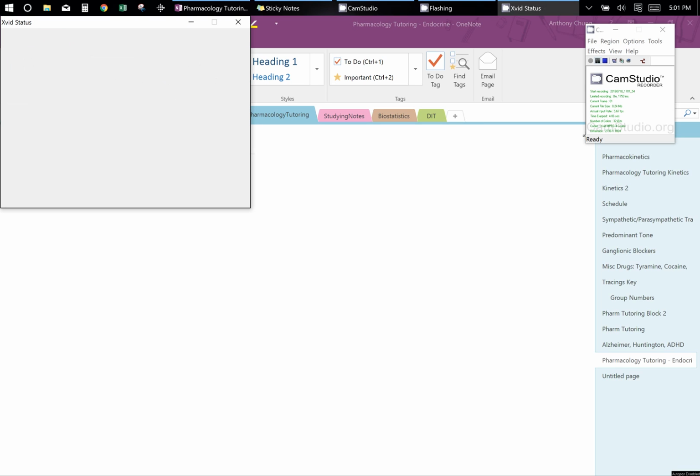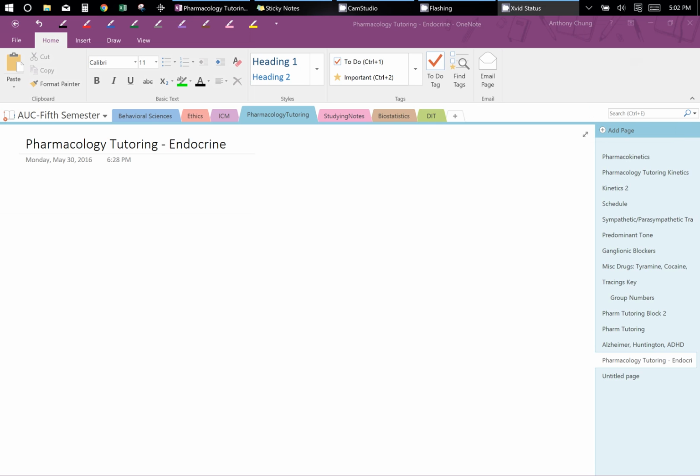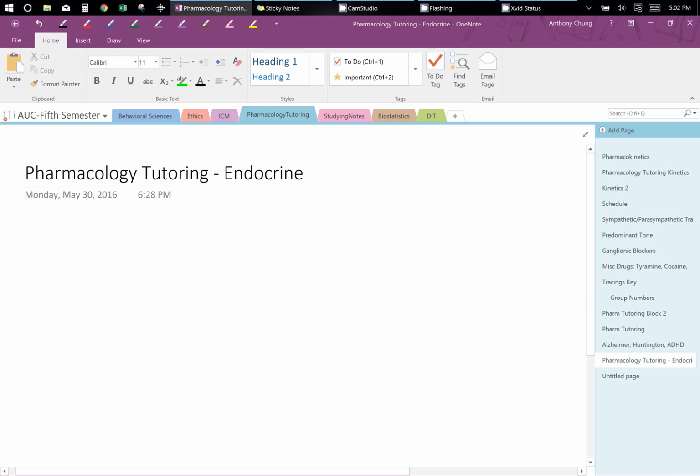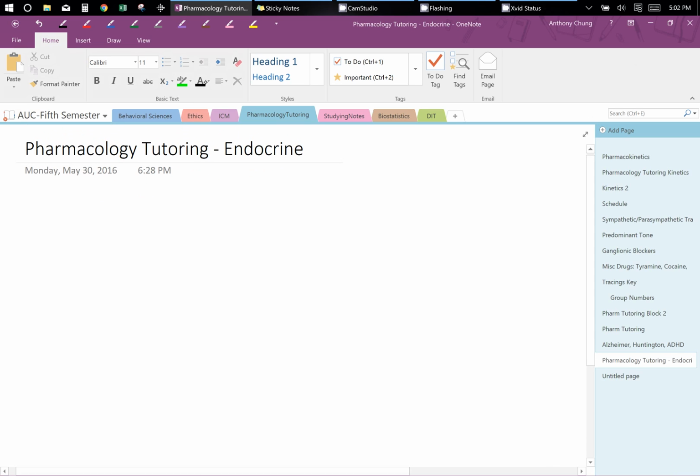Okay, so first I'm going to do the growth hormone pathway. I'm going to try to draw the whole pathway, and then we're going to look at where each of the drugs come in. So this part is fairly straightforward.